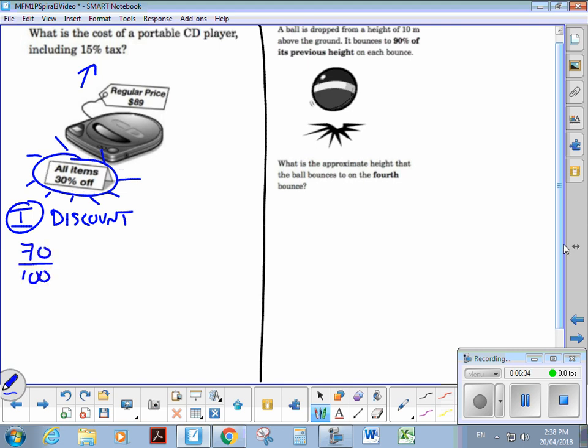So 70 out of 100. We know it was originally $89. So what's the new price? Again, that bulletproof method, it always helps us out. So 70 times 89 equals 100A. Divide both sides by 100.